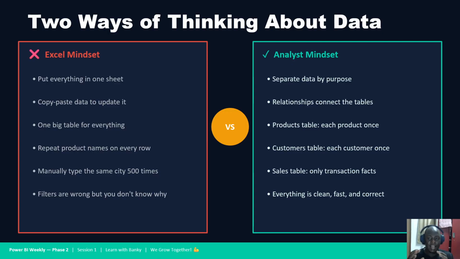And all the data are now connected based on the relationship that exists between them. When we do it that way, our big sales table is now going to be split into smaller tables. And that way, everything is going to be very clean. Everything is going to work fast. And we are sure that the data we are working with, or the data that we are presenting, is correct.